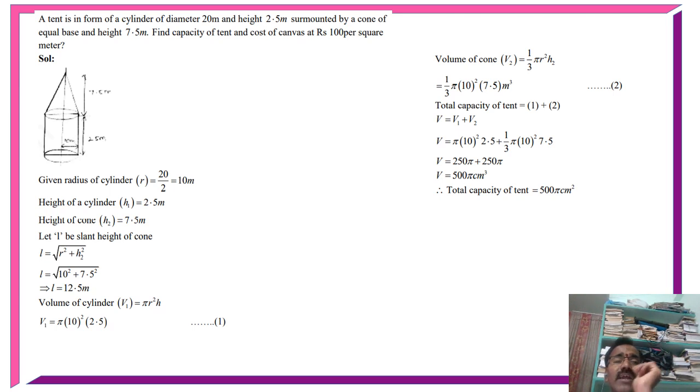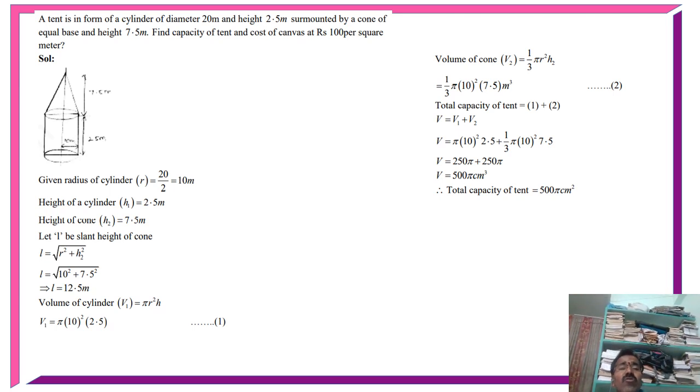So the next problem is given a tent in the form of a cylinder, diameter 20 meters and height 2.5 meters, surmounted by a cone, height 7.5 meters. Find the capacity of the tent and the cost of canvas needed at 100 per meter square. Capacity means volume, we will find volume of cylinder plus volume of cone, and then we find the total capacity. If they want the cost of canvas, we will find CSA of cone plus CSA of cylinder into 100. We have done two more different models previously. So substitute, we got 5,500 pi centimeter square, and the capacity means volume.